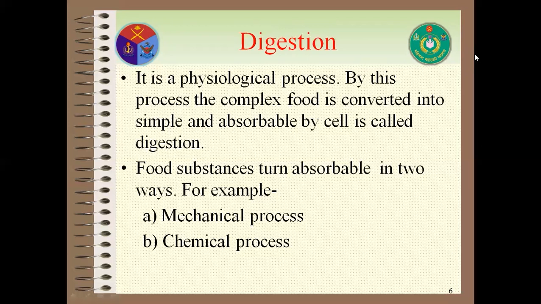Mechanical process. By this process, the complex food substance is broken down by teeth. It occurs in the buccal cavity. At first, while taking food, we chew and swallow it. Teeth of the upper and lower jaw play an important role in chewing of food. This is called the mechanical process. And another process is called the chemical process. It is done by different types of enzymes. It is the second step of digestion.